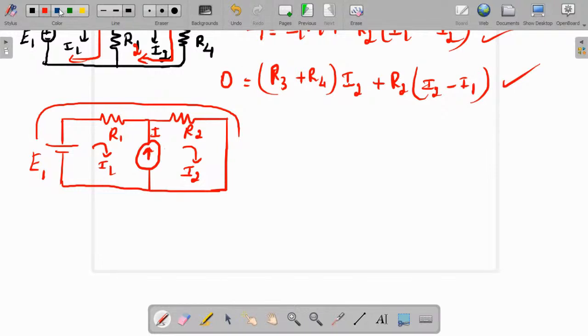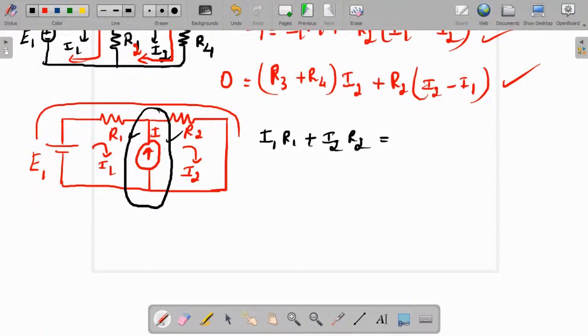Okay, so this condition is what we call a super mesh. When you have a common element, a current source, between any two meshes, with only one current source, then we call this a super mesh. So how do we write the equation? Directly for the outer loop only. So I1R1 plus I2R2 is equal to E1. That's all. We'll be solving only using this.